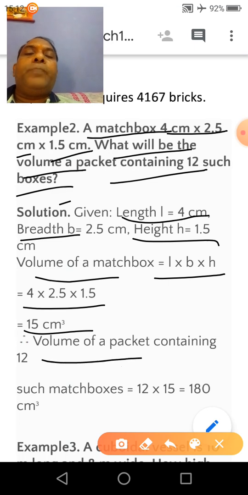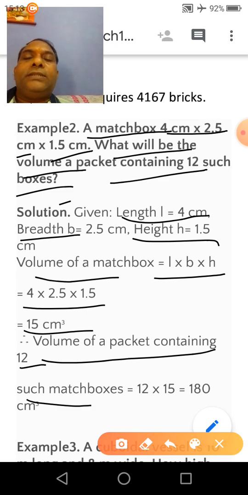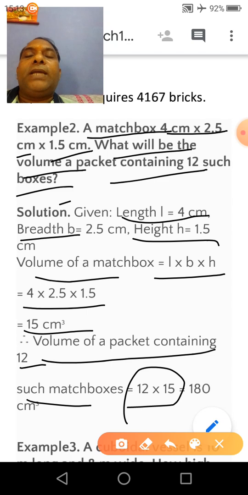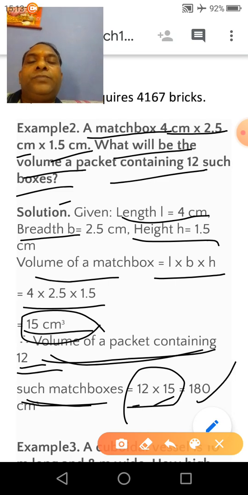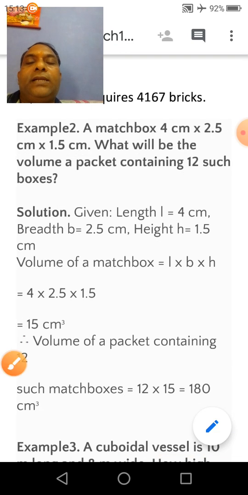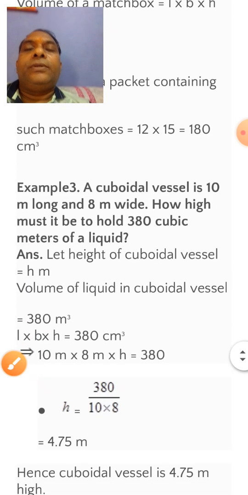The volume of a packet containing 12 such matchboxes is equal to 12 into 15, because volume of one matchbox is 15 centimeter cube. So volume of packet containing 12 such matchboxes will be 12 into 15, equal to 180 centimeter cube. This is the answer. Clear, students? Now see the next example.